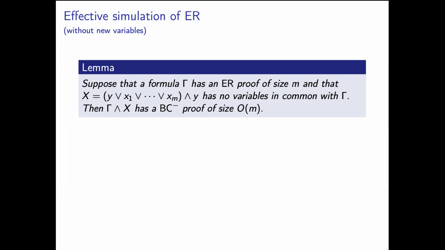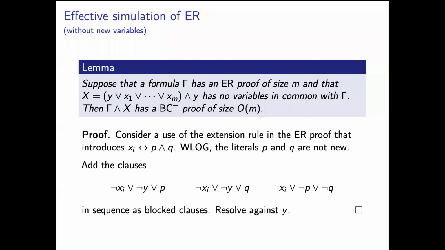Okay, right? So you just say I made 10 definitions in this ER proof. You just need 10 variables, even if the ER proof is actually longer than 10. Okay. And maybe actually I can show you why this is the case.